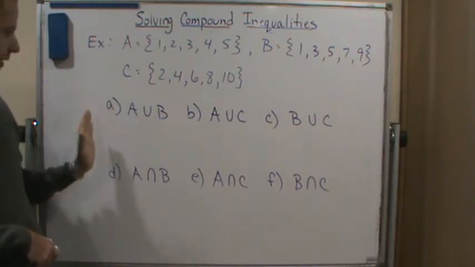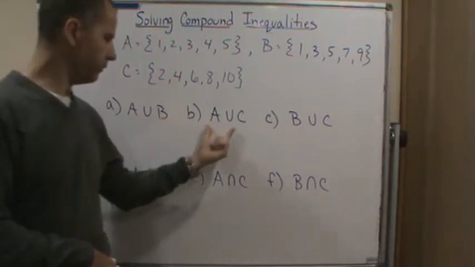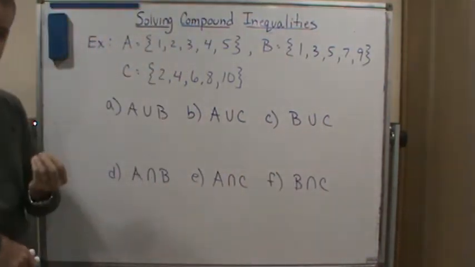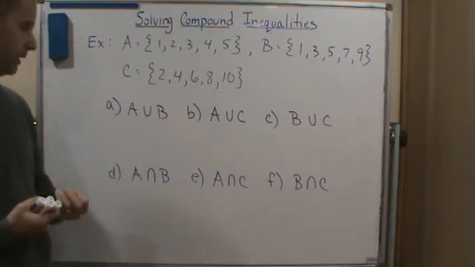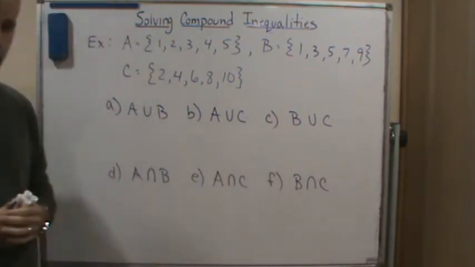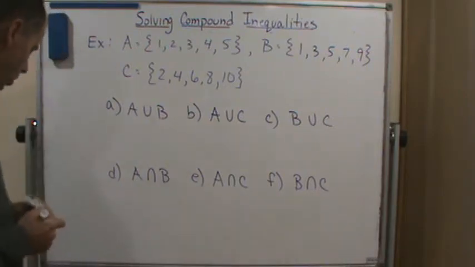Now, in these parts here, we want to list the elements. So each one of these represents a set of elements. So what we want to do is give the set of elements that each one of these operations represents. So what does it mean?